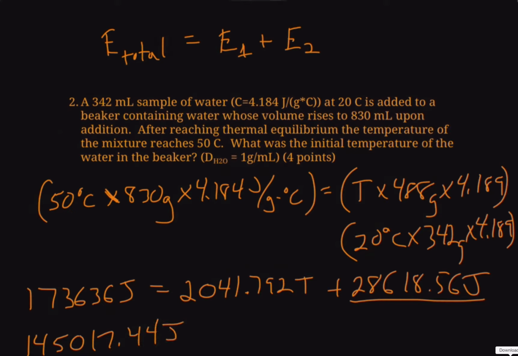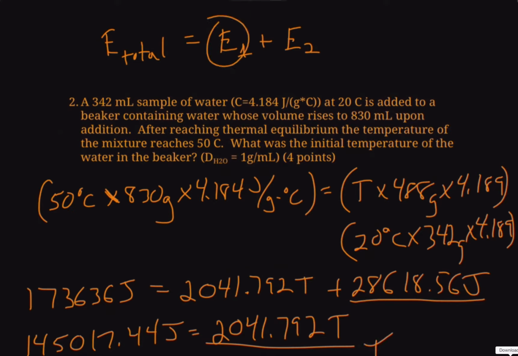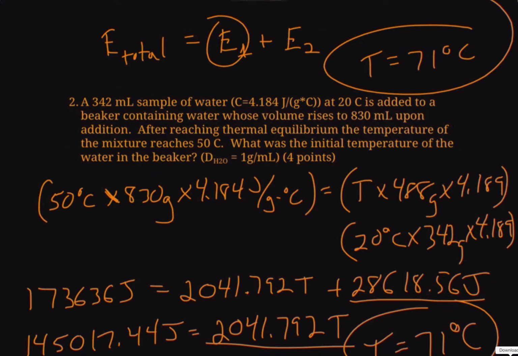145,017.44 joules is equal to the temperature times the 2041.792, and then we divide both sides by the 2041.792, and we find that the temperature of sample 1 was 71 degrees Celsius. So there's your final answer. That got cut off a little bit again. Temperature is equal to 71 degrees Celsius is the final answer.